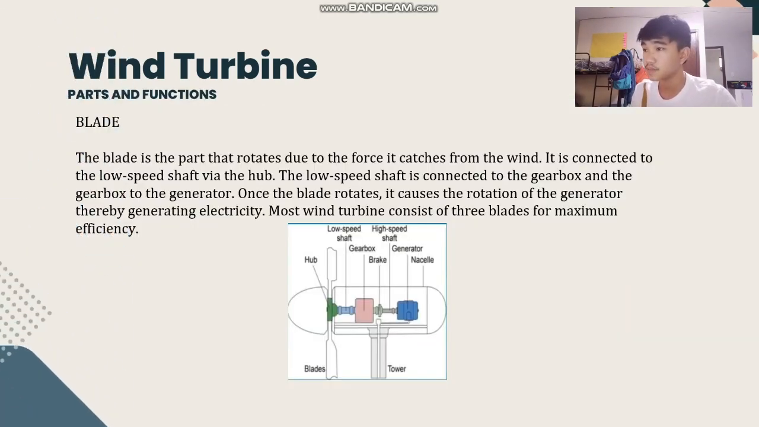So next, wind turbine parts and functions. So sa blade, the blade is a part that rotates due to the force it catches from the wind. It is connected to the low speed shaft via the hub. The low speed shaft is connected to the gearbox and the gearbox to the generator. Once the blade rotates, it causes the rotation of the generator, thereby generating electricity. Most wind turbine consist of 3 blades for maximum efficiency.